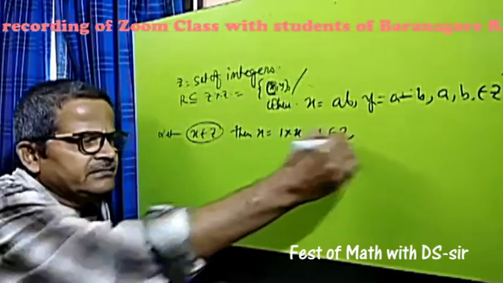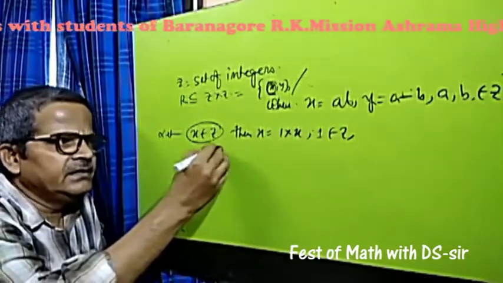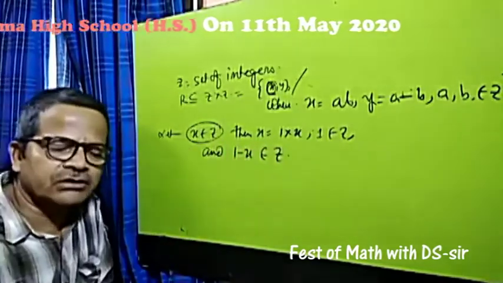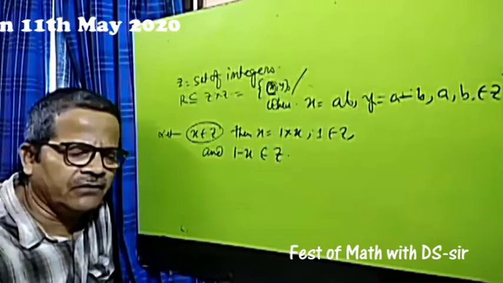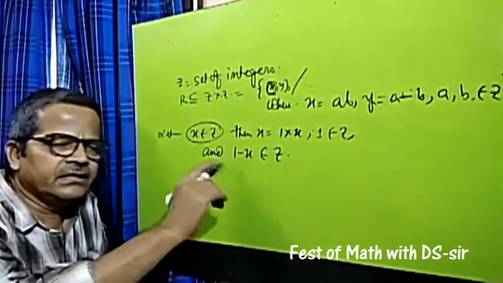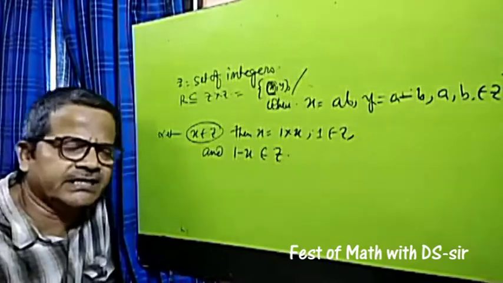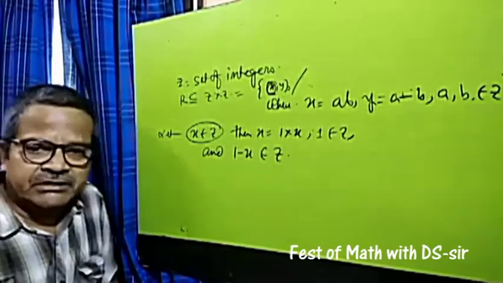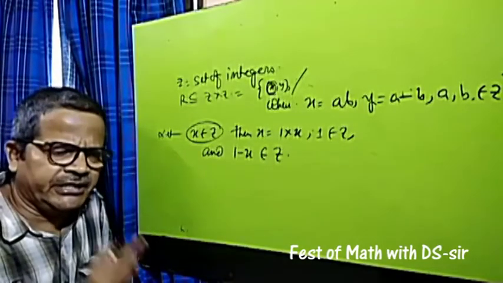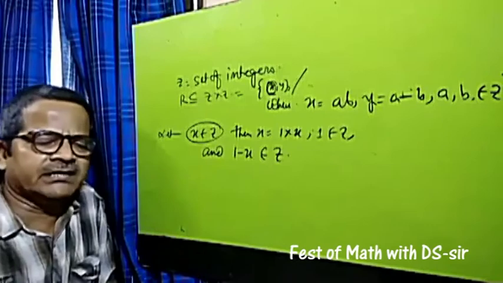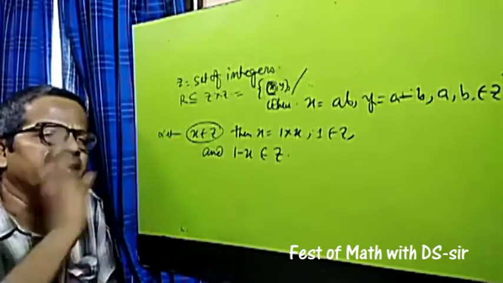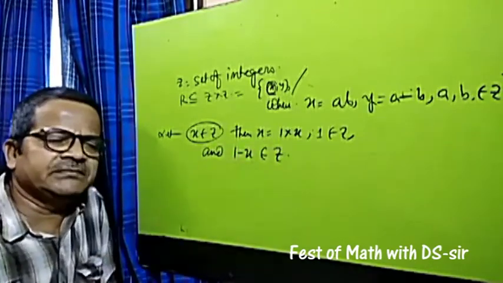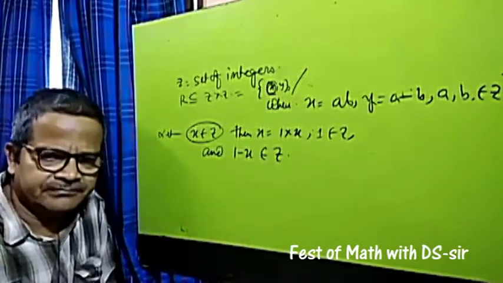1 belongs to Z, and 1 minus X also belongs to Z, because we know that if A and B are two integers, then A minus B is also an integer. It may be positive, it may be negative, that does not matter. But 1 minus X is an integer. For example, if X is 9, we can write it as 1 into 9. Now see, 1 minus 9 is minus 8, so minus 8 belongs to Z.